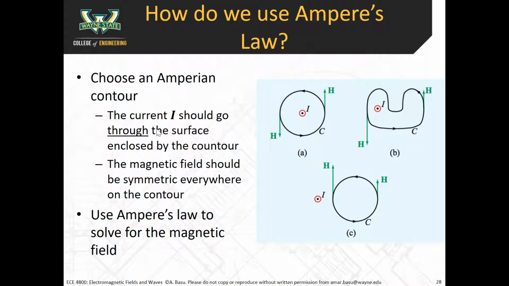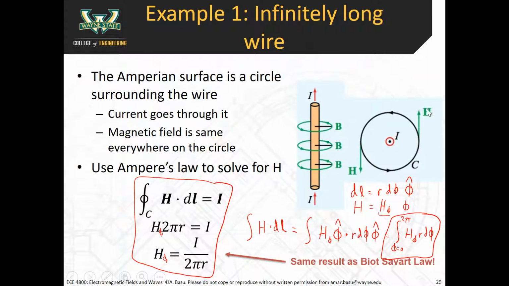All right, so in the case of the infinitely long wire, we drew a circle around the wire. Okay, so this is the wire here in the middle. Okay, the wire is coming out of the page. The current is going out of the page. We drew an Amperian contour as a circle around there. And the reason we chose that is because, number one, it encloses the wire, so the current is going through the surface of the contour.